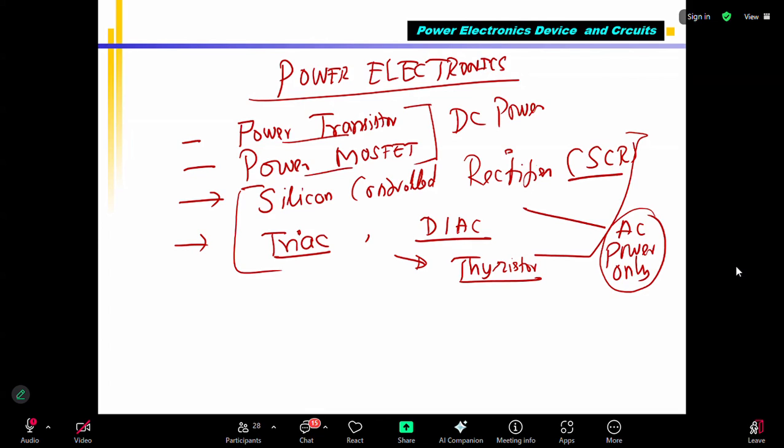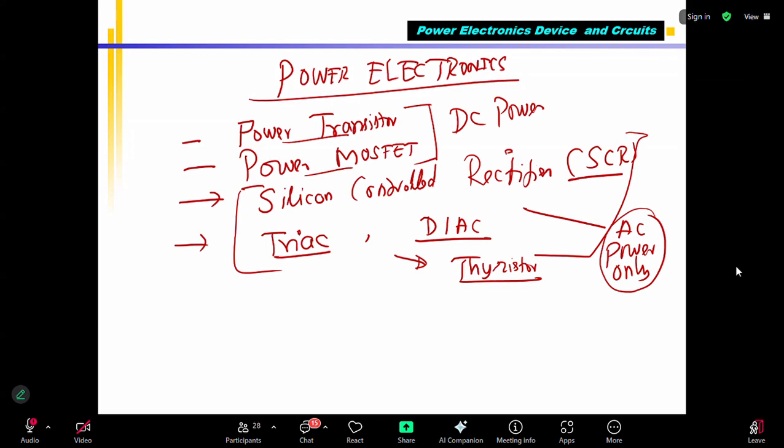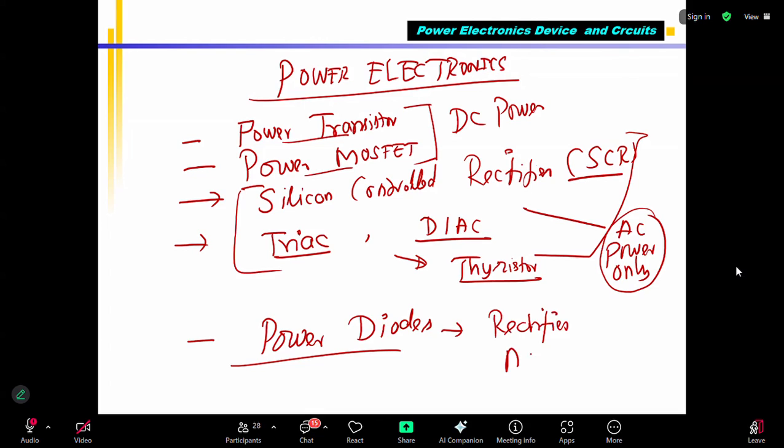Okay, note down. Now, we already talked. Apart from this, one more important device: we will be talking about power diodes. Note down. Power diodes are also used in electric vehicles, generally as rectifiers. Rectifier means AC voltage will be converted into DC voltage.